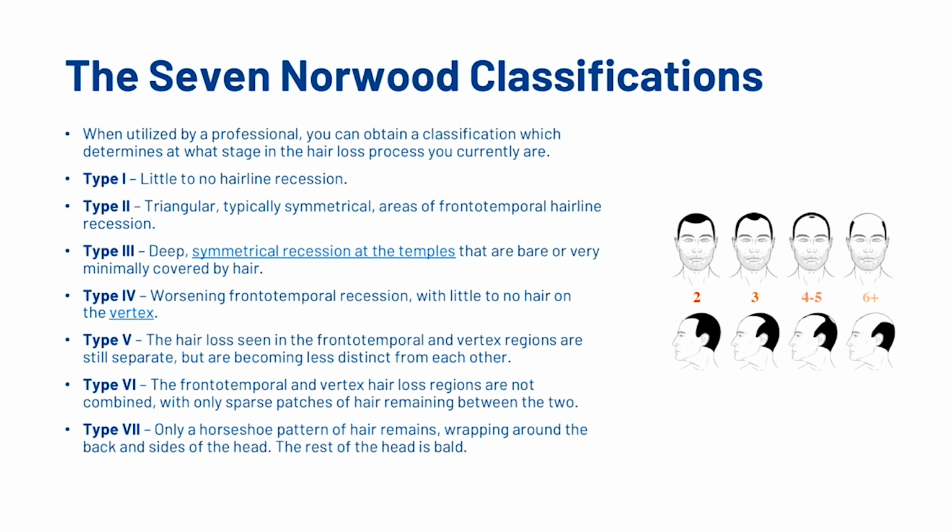Then you've got type 6, where the frontotemporal and vertex hair loss regions are combined, with only sparse patches of hair remaining between the two. Then finally type 7, which is only a horseshoe pattern of hair remaining, wrapping around the back and sides of the head. The rest of the head is bald.